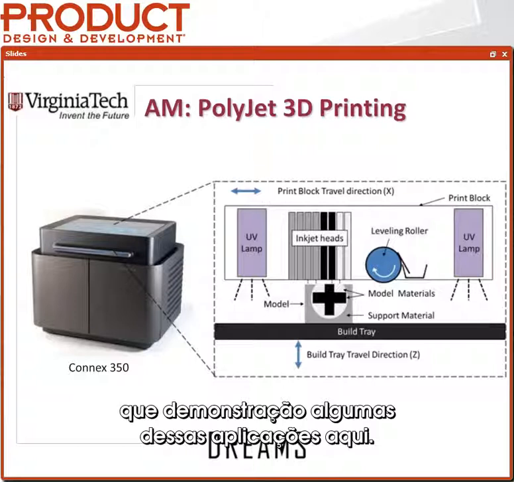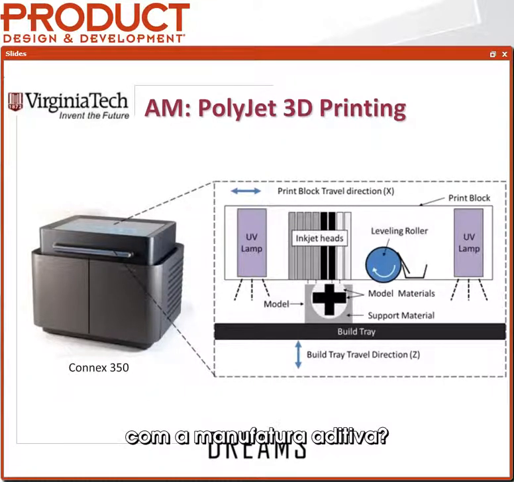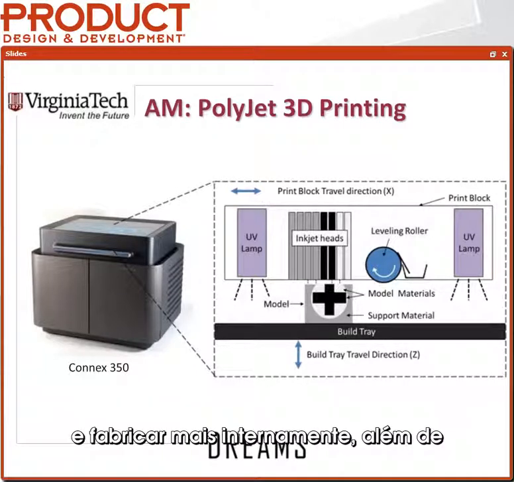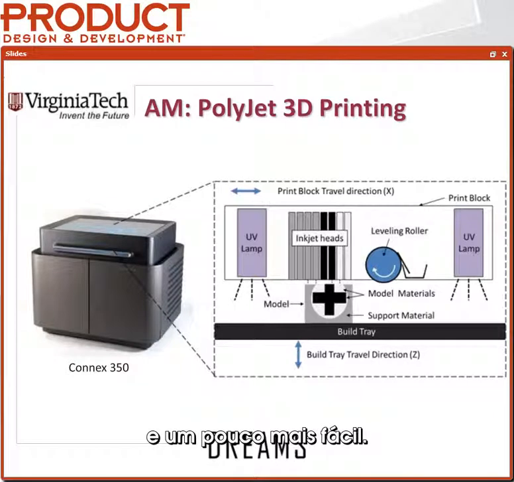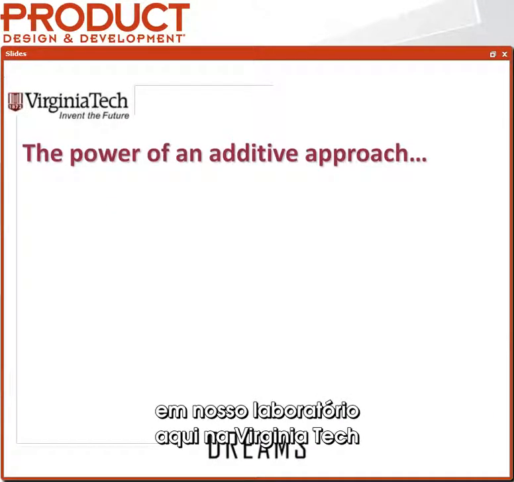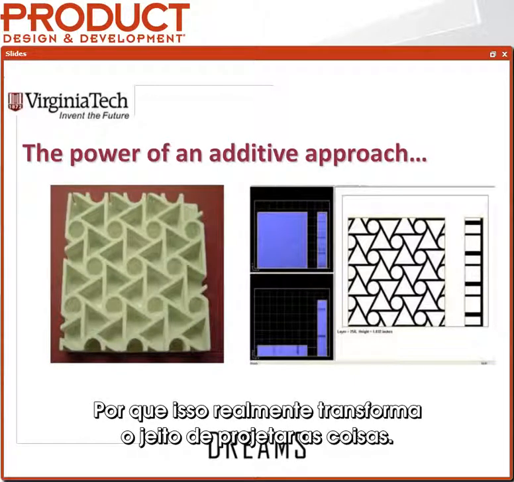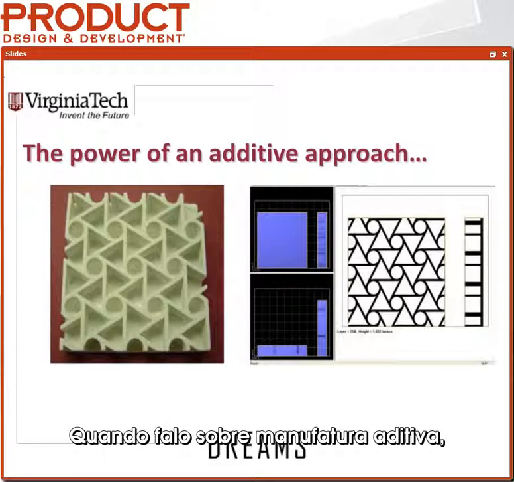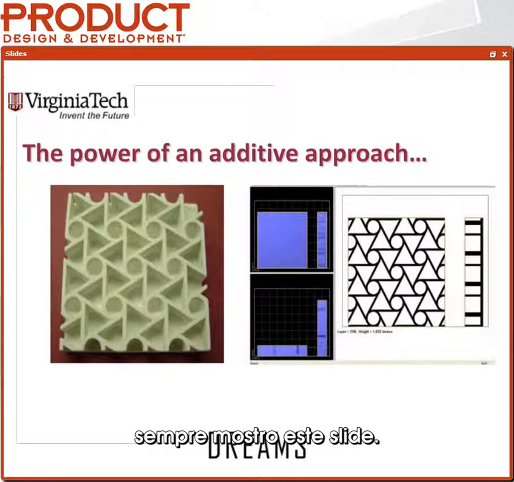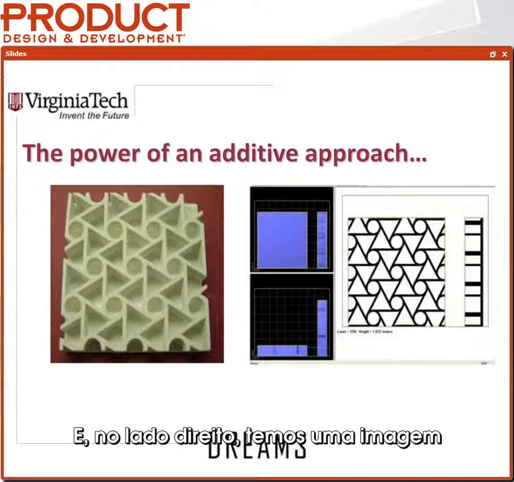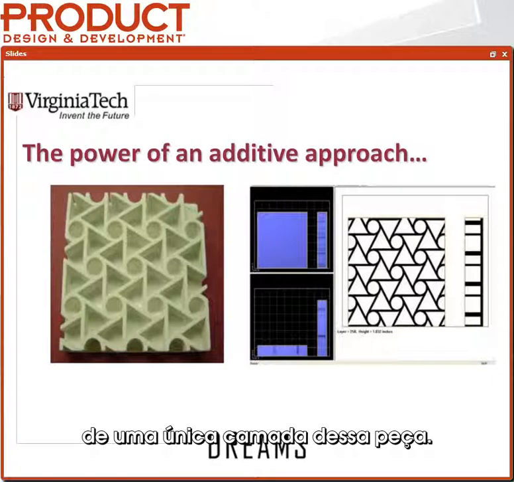So what really gets us excited about additive manufacturing? Sure, it's digital, and sure, it allows us to email files and do more domestic fabrication, and makes fabrication quicker, faster and a little bit easier to do. What really gets us excited in our lab here at Virginia Tech is the complexity, because it really transforms how things can be designed. When I give talks on additive manufacturing, I always show this slide. On the left is an actual 3D printed part, and on the right-hand side is an image of a single layer of that part.